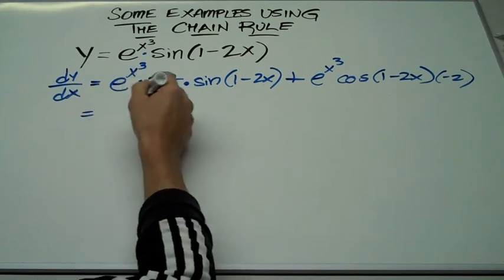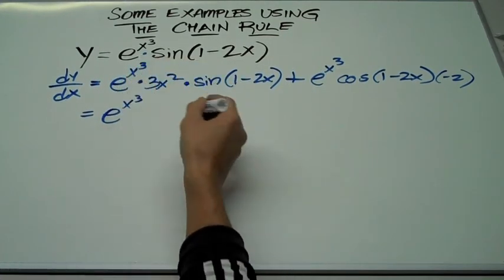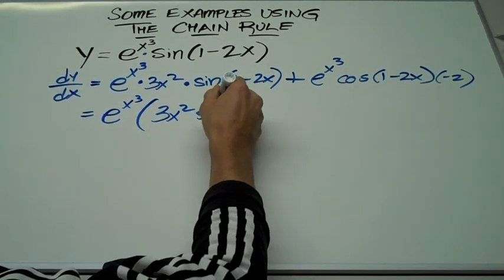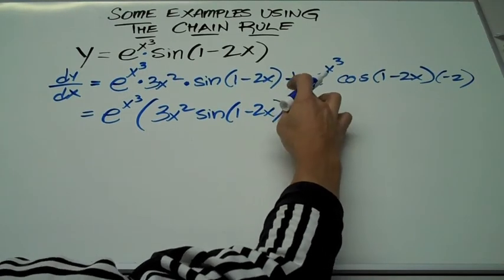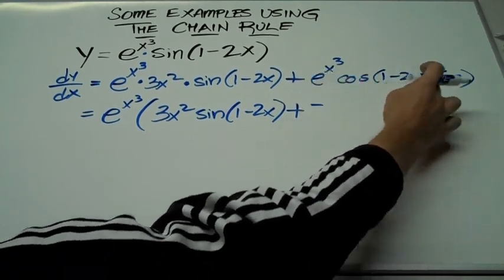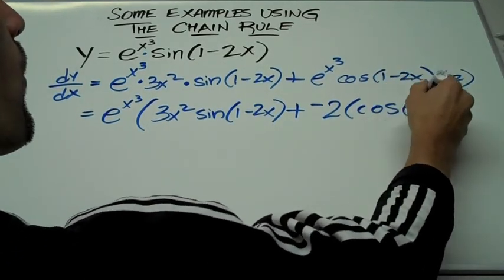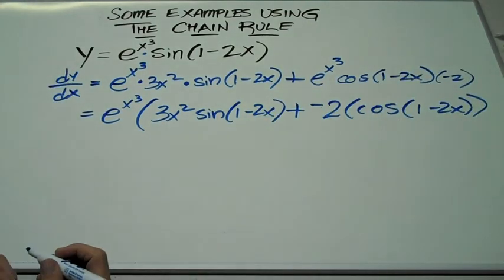We can clean this up by factoring out an e to the x cubed, which would leave us with 3x squared sine of 1 minus 2x plus, well, plus a negative 2 cosine of 1 minus 2x, like that. And we're done.